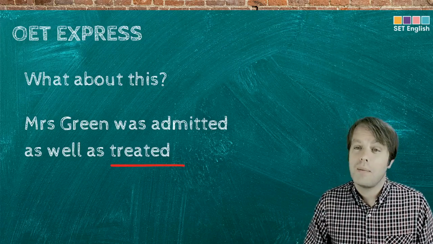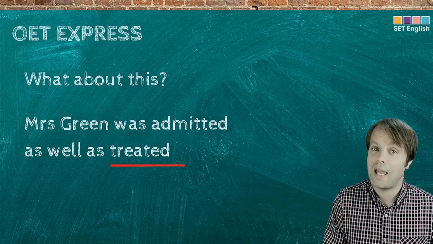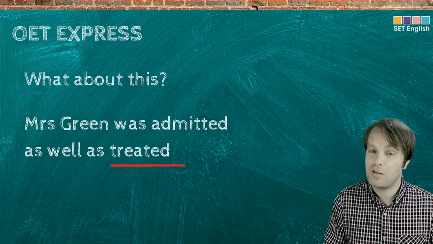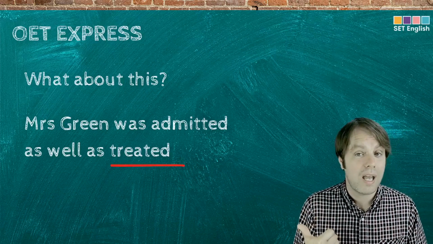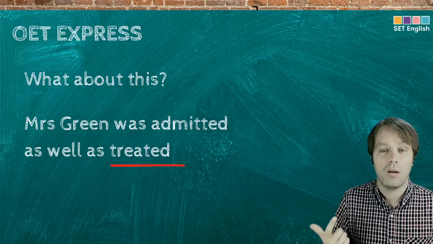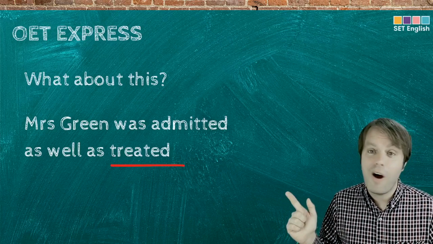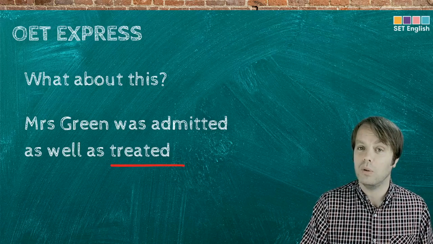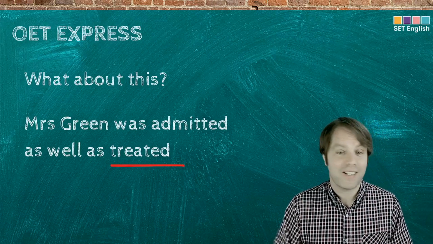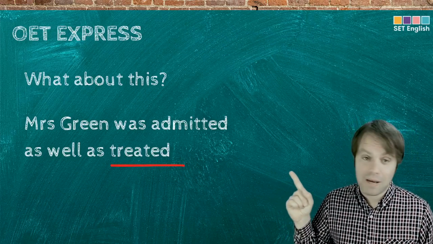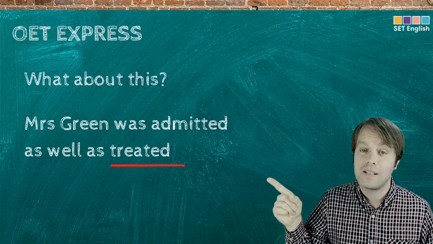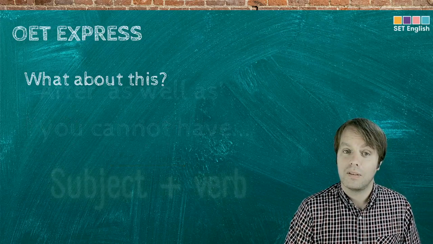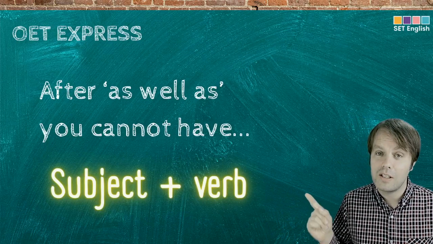Can I say this? Mrs. Green was admitted as well as her husband visited her. Can I say that? Mrs. Green was admitted as well as her husband, subject, visited, verb, her, object. Is that allowed? No, because after "as well as", no subject and verb. That's the rule. I'm trying to teach you this, and I hope it makes sense. You can have verbs here, you can have nouns, you can have noun phrases, and there are many different things you can have after "as well as". You just cannot have a subject and a verb.